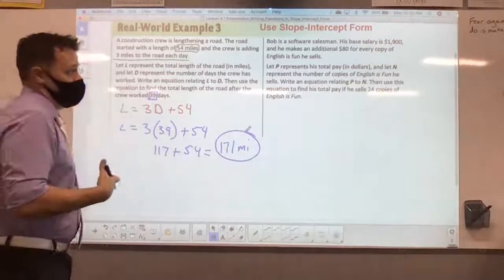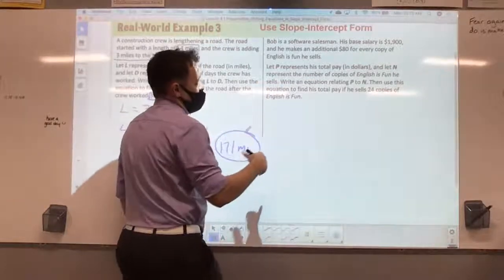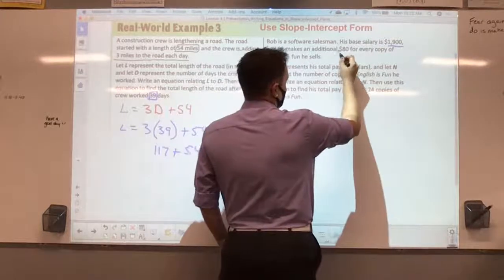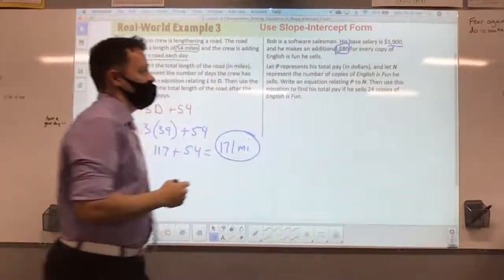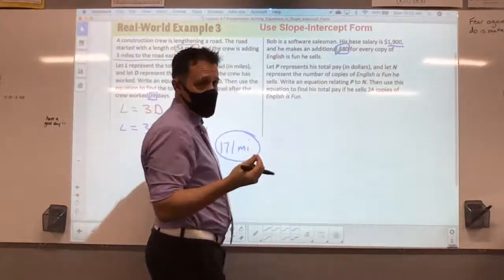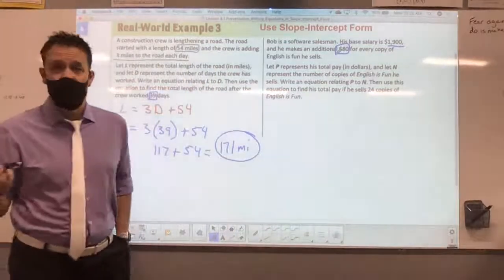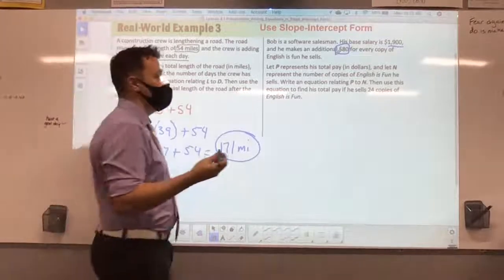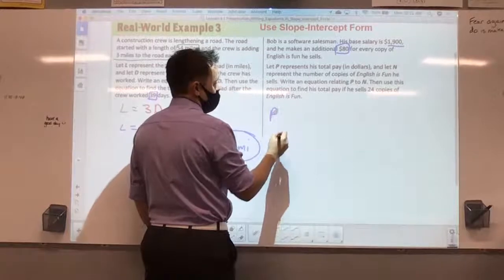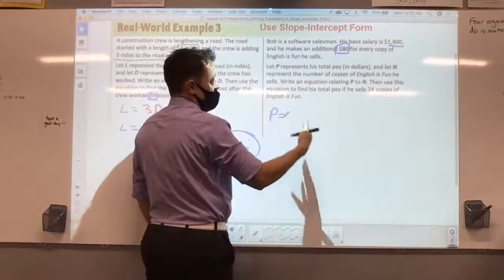All right, I'll set this last one up, and then you guys are up for the last ones. So Bob is a software salesman. He has a base salary, and by the way, this is real for a salesman. He gets an additional $80 for every copy of English is Fun he sells. So now you have to set up the equation. And you have to use these letters correctly. It says let P represent the total pay. And then let N represent the number of copies. So ladies and gentlemen, what is the equation?